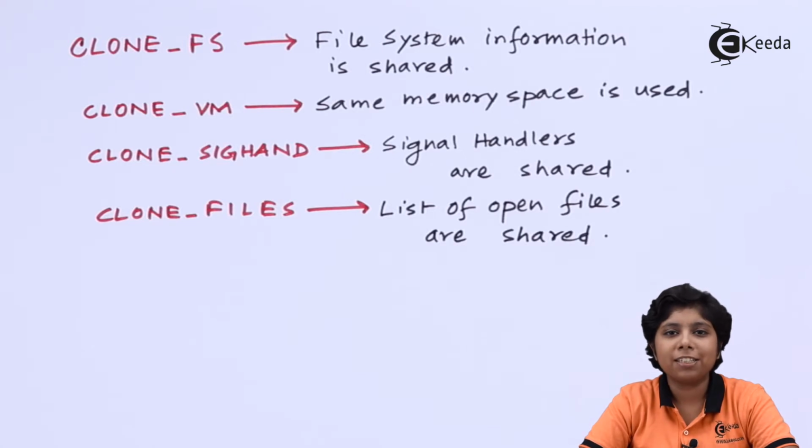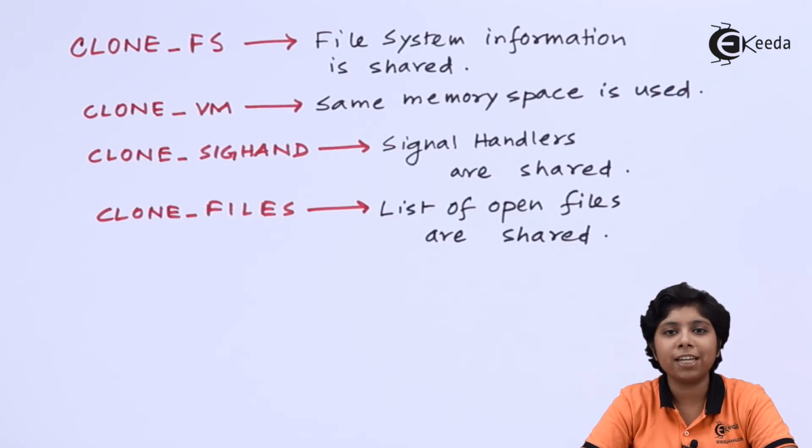Now, for example, consider when the clone function is invoked with the set of flags clone fs, clone vm, clone sighand, and clone files. Then the parent and child task will share the same current working directory as the same file system information, the same memory space of the main memory, the same I/O devices like the device drivers and device controllers, and the same signal handlers for handling signals asynchronously and synchronously.